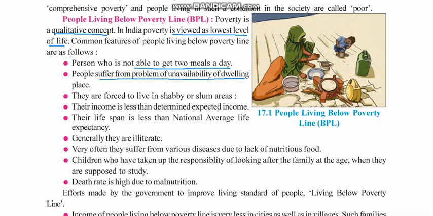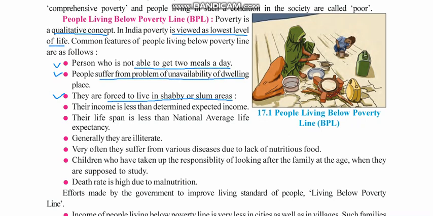Third, they are forced to live in shabby or slum areas. See, the area surrounding them is very shabby, very dirty, right? Gutters will be flowing around them, right? There will be a filthy atmosphere around them. And they are usually living in slum areas. Okay, so you can see all these features are matching with the poor person that comes to our mind.